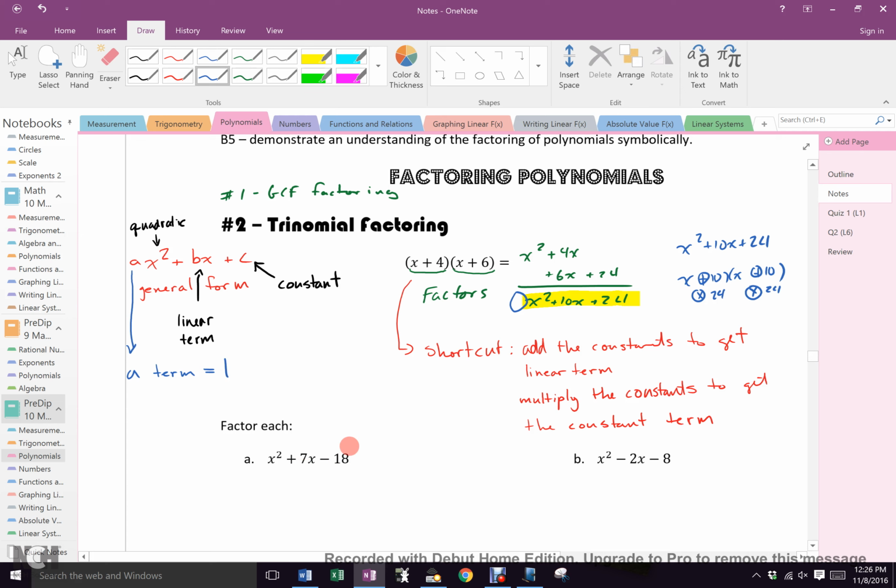Everyone cool? So I need two numbers here that will multiply to what? 18. Look again.